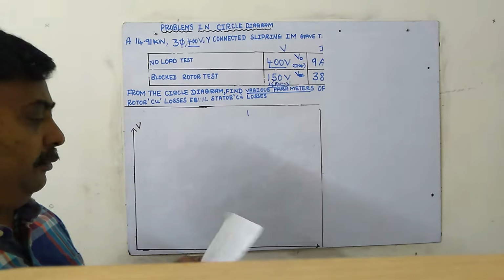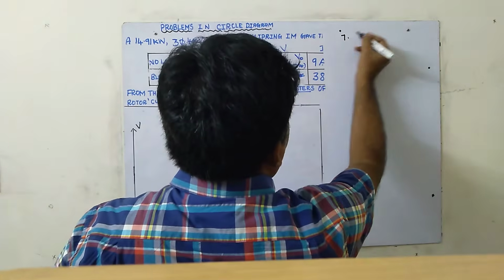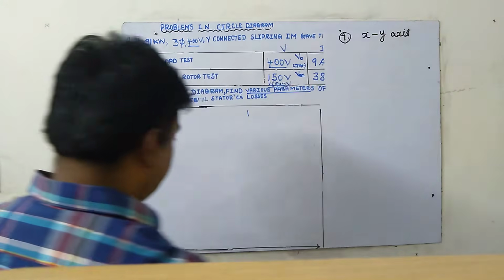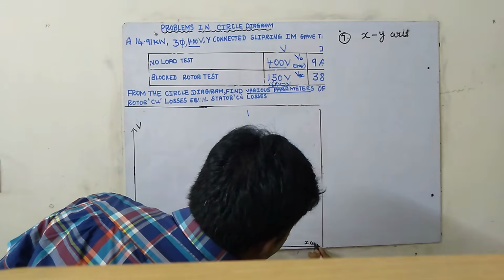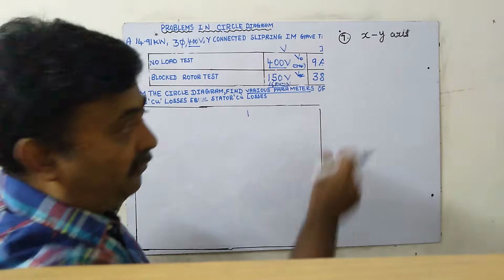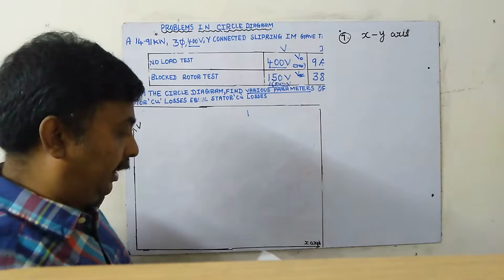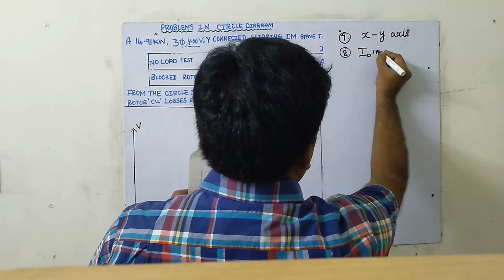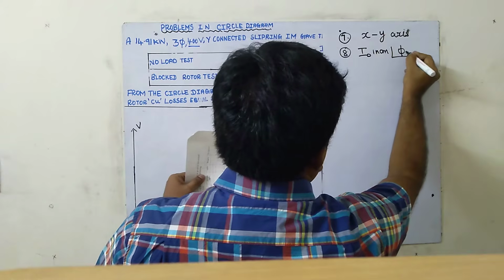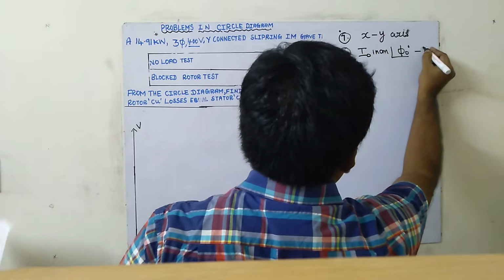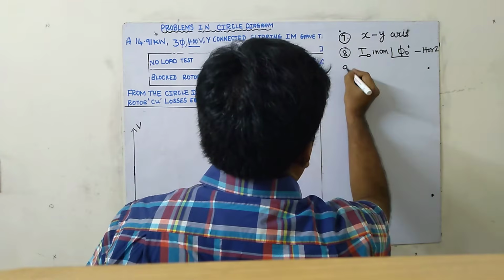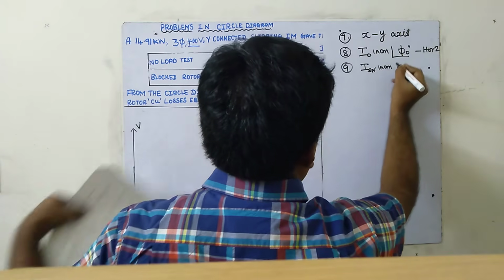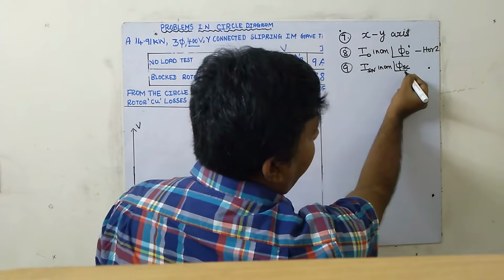What is the 7th step? We have to draw the x-axis and y-axis. Simple. First I will write all those steps, then I will come to the diagram. The 8th step: draw I naught in centimeter at an angle of phi naught, and draw the horizontal line. The 9th step: draw ISN, in centimeter, at an angle of phi SC. I can say phi SC or phi SN.